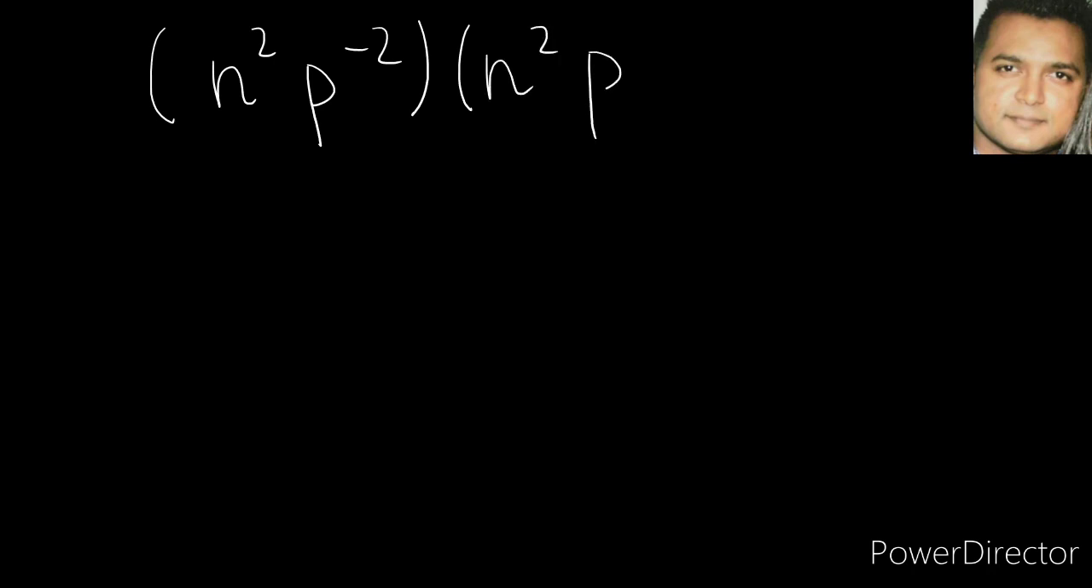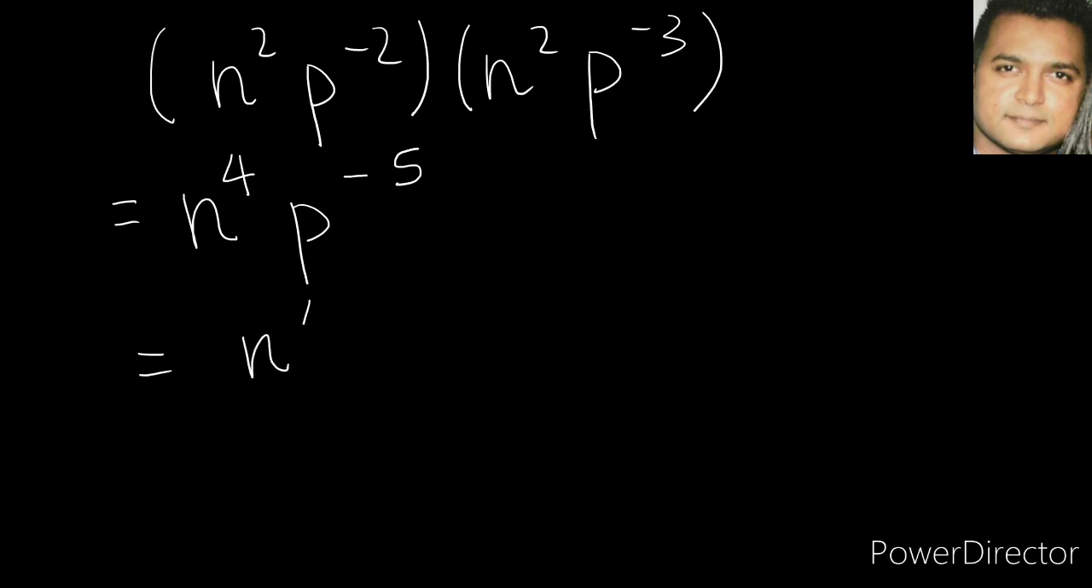In this next one, we have n to the power 2, p to the minus 2, multiplied by n to the positive 2, and p to the minus 3. Now remember, the bases are being multiplied. They are the same. So we will add the exponents. So my next step will be n to the 4, and this would be p to the minus 5. And then all I need to do is put the p at the bottom, so I'll have n to the 4 and p to the positive 5.